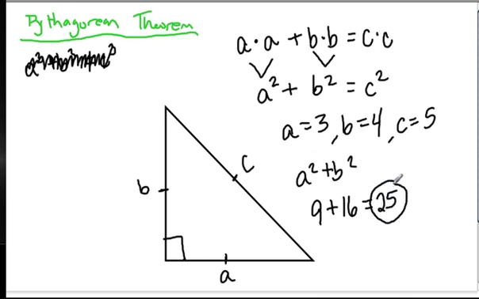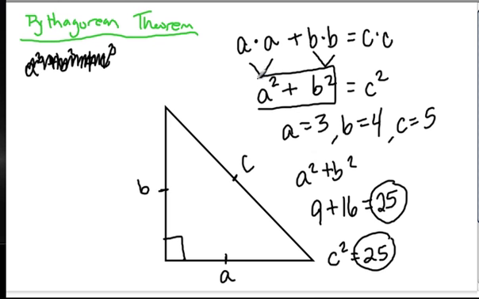Now, if we're correct, that should also equal C to the second power. C is 5. So C to the second power equals 25. And there we have it, that A squared plus B squared equals C squared. Why does this work? Many ways of looking at it. Let's look at a few.